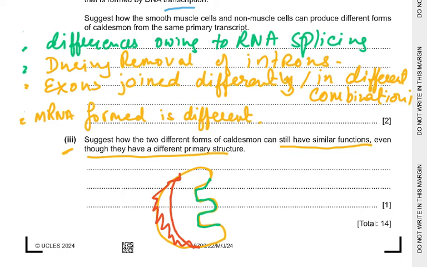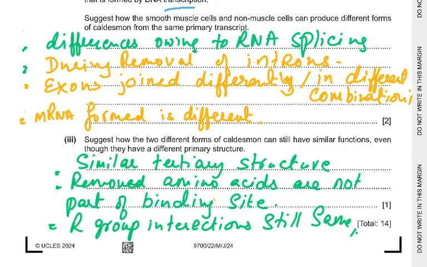So similar tertiary structure, or the binding site, or the 3D shape is the same. Then removed amino acids are not part of this area. They do not contribute to the active site. So removed amino acids are not structural amino acids. Removed amino acids are not part of the binding site. And the R group interactions are the same. You know, the disulfide bonds formed wherever there are, and they are the same. So this is what we had to give you for this 1 mark. So similar tertiary structure, removed amino acids are not part of the binding site, and R group interactions are still the same.